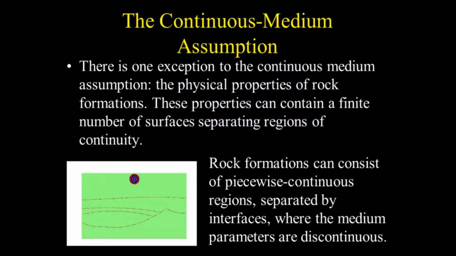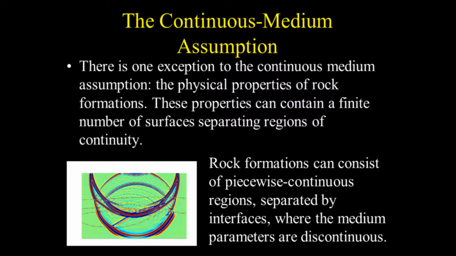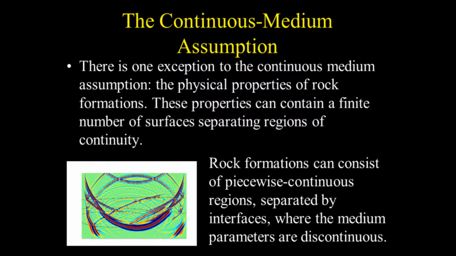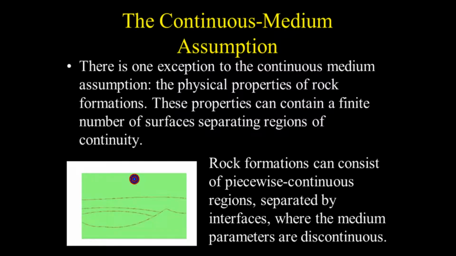There is one exception to the continuous medium assumption: the physical properties of rock formations. These properties can contain a finite number of surfaces separating regions of continuity. Rock formations can consist of piecewise continuous regions, separated by interfaces, where the medium parameters are discontinuous.